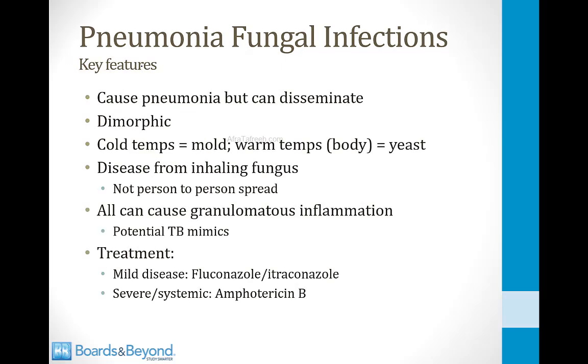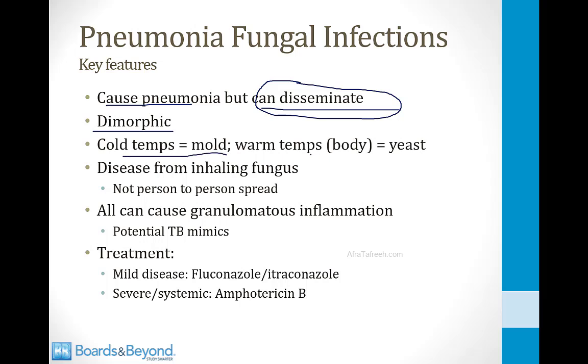First, let's talk about some key common features that are shared by all of the fungal pneumonia infections. All of these fungi can cause pneumonia, but they can also disseminate and cause diffuse disease. And usually dissemination of these infections occurs in patients who are immunocompromised, like patients with HIV/AIDS. All of the fungal pneumonias are caused by dimorphic fungi, and usually at cold temperatures, which is outside the body. In nature, they are found as molds. When they get inside the body and they are warm, this is where they form yeast.